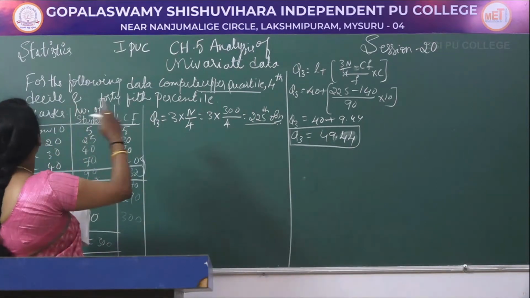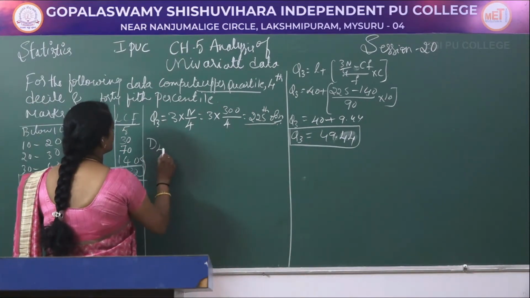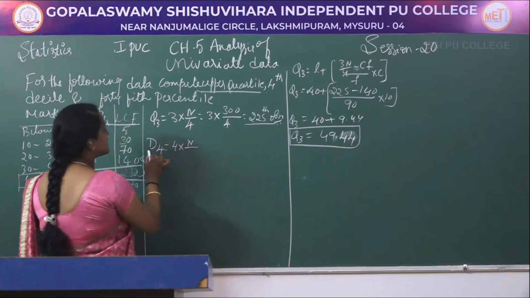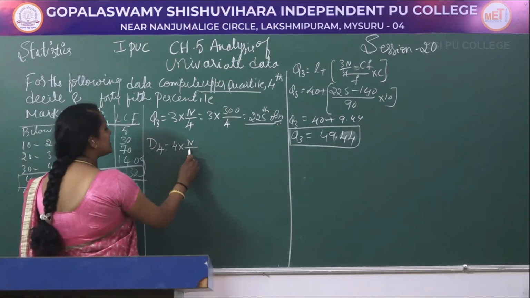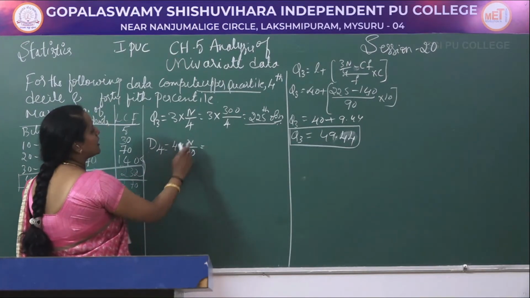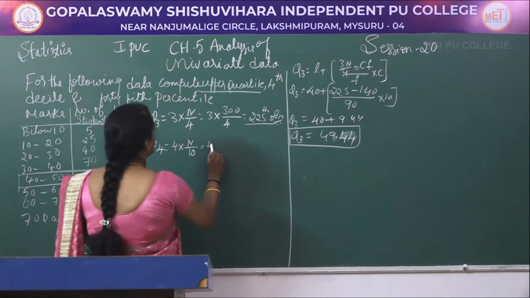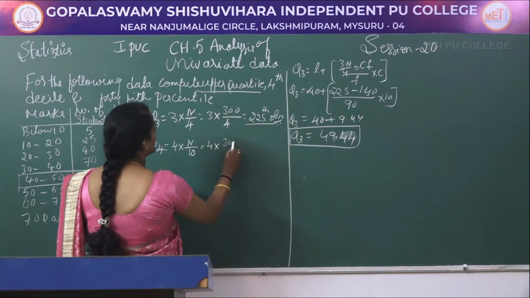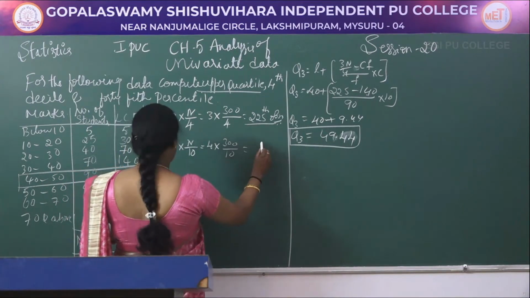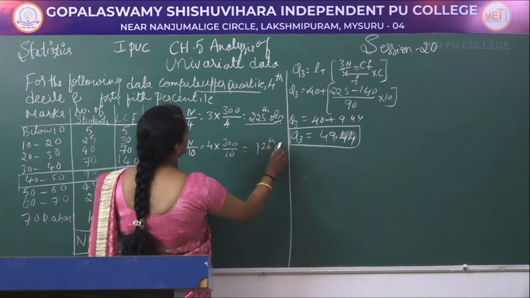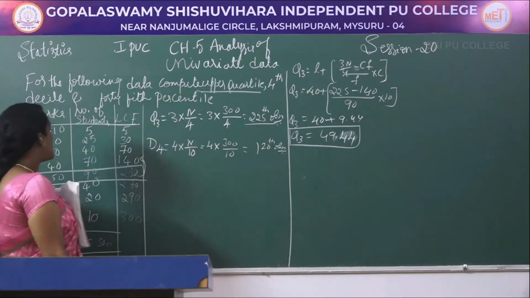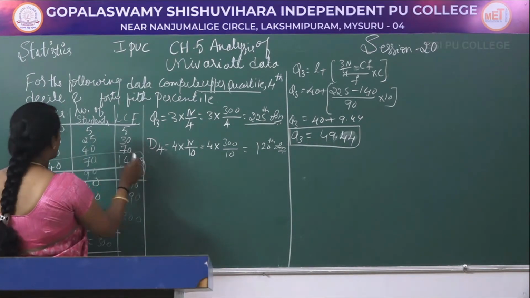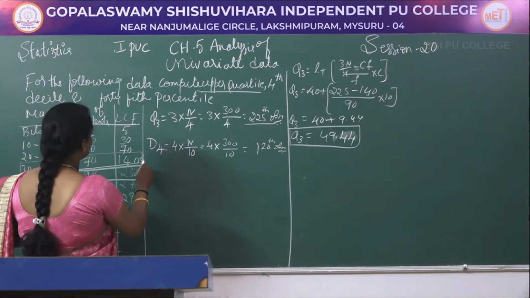Next we have to find the fourth decile, that is D4. To find D4, since this is a decile, we have to divide n into 10 equal parts. So 4 into n by 10, n by 10 is 300 divided by 10, and the value is the 120th observation. The 120th observation comes in 140. So I will block this row again.